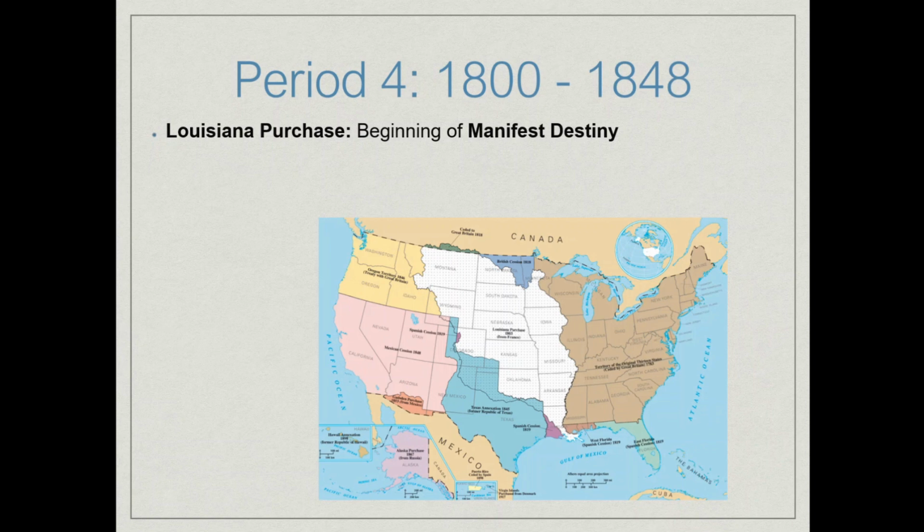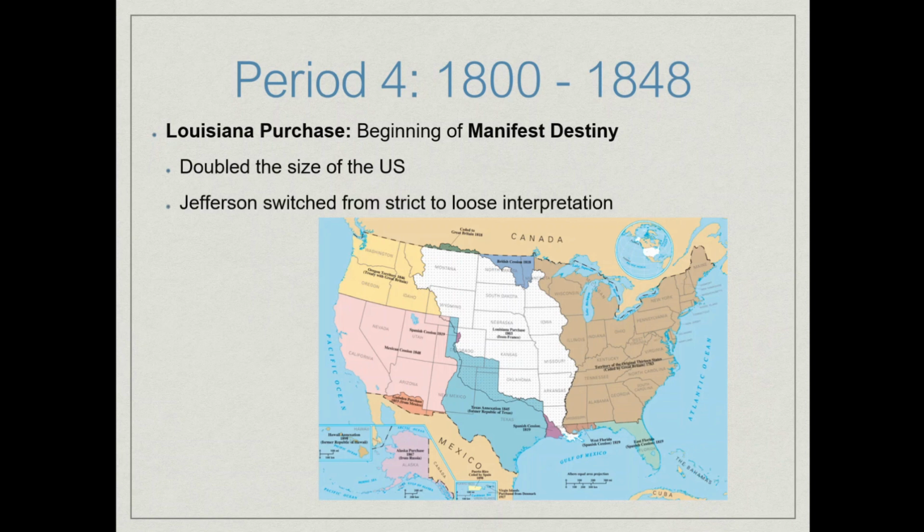You really get the whole idea of manifest destiny. Really, it's been around ever since the beginning of America. But you're going to start to see continental manifest destiny with the Louisiana Purchase. In 1803, Thomas Jefferson is going to buy the Louisiana Purchase from France. He's kind of going against some of his ideals because he didn't think he had the constitutional power to buy it. But he's going to be pragmatic and buy it anyway. This will double the size of the United States. Jefferson here will switch from strict constructionism to loose interpretation of the Constitution.